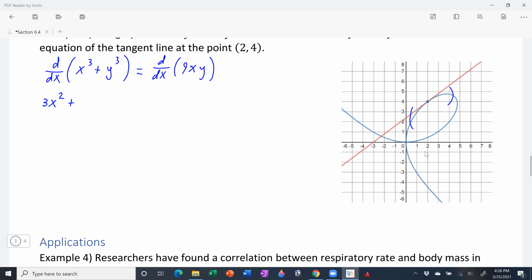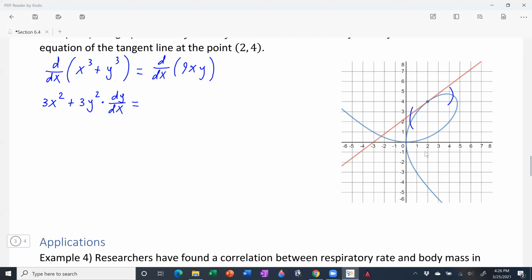And then plus, okay, so this one, don't forget the chain rule. So do the derivative like you normally would with 3y squared, power rule. But since we're assuming that y is a function of x, times dy/dx. Okay, don't forget that chain rule.